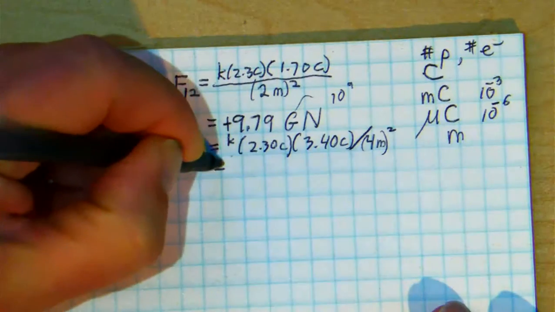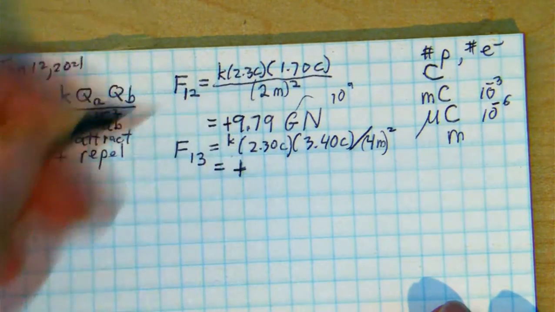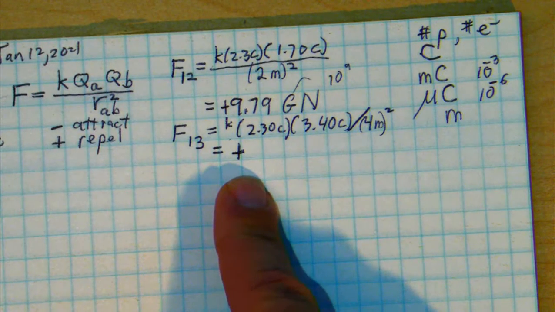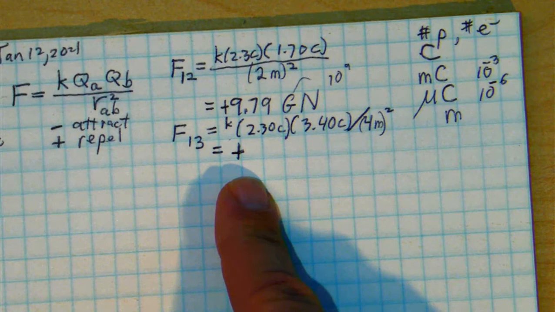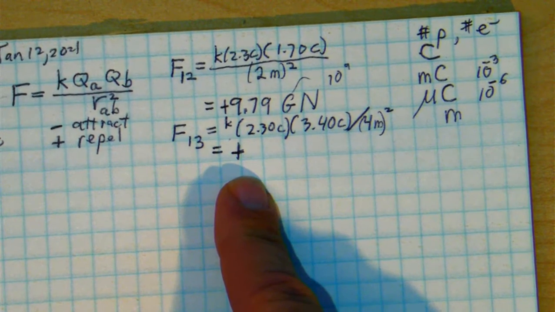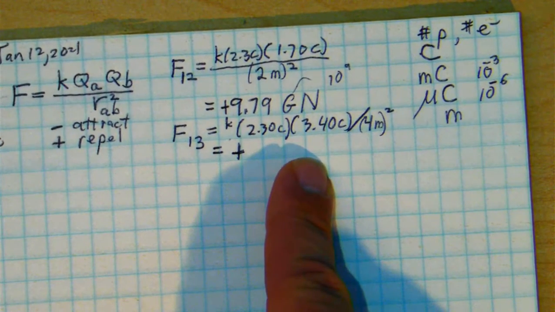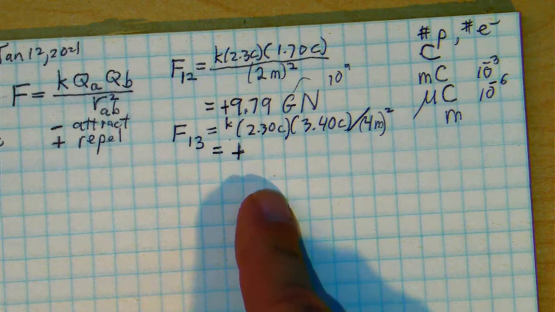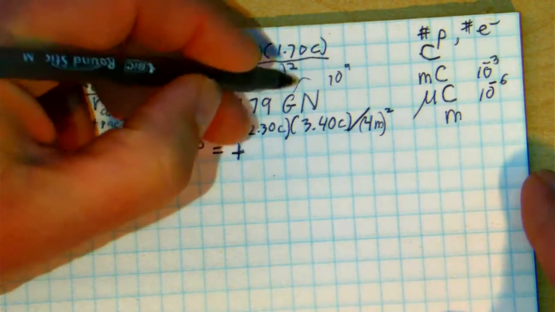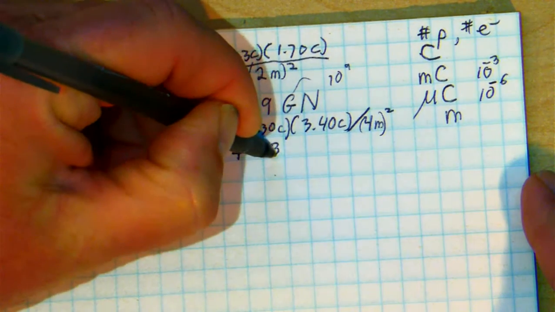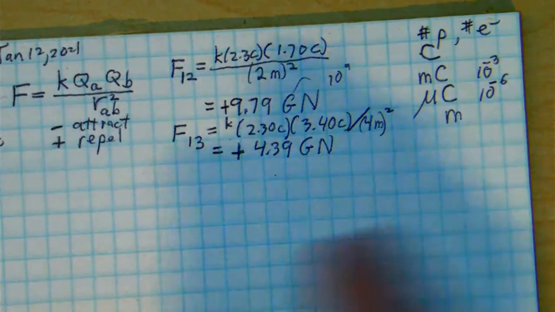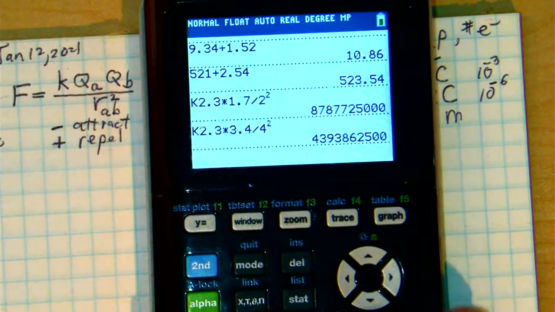Plugging that into my calculator, since they're both positive charges, it's going to be repulsive. K times 2.3 times 3.4 divided by 4 squared. This result is 4.39 giganewtons of repulsion. Okay, there it is on the calculator.